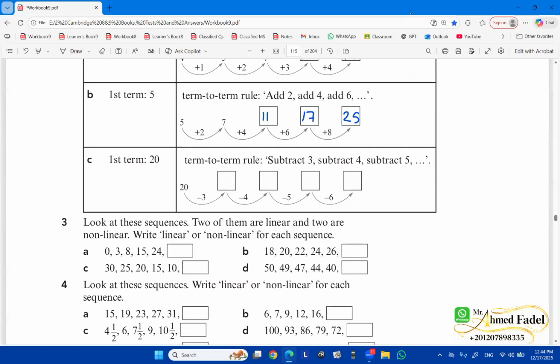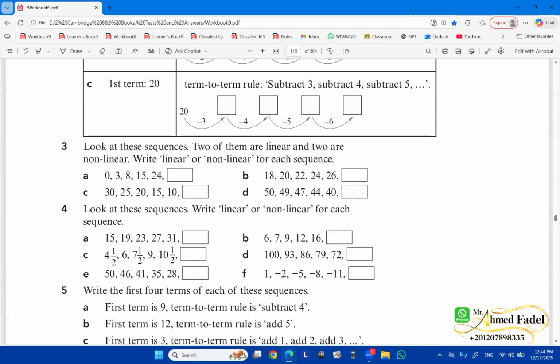Let's keep going with question C. Term-to-term rule is subtract 3, then subtract 4, then subtract 5. So subtracting a 3 is going to become 17, while subtracting 4 is going to make it 13, and subtracting 5 is going to make it an 8. Subtracting a 6 is going to make it a 2 over here.